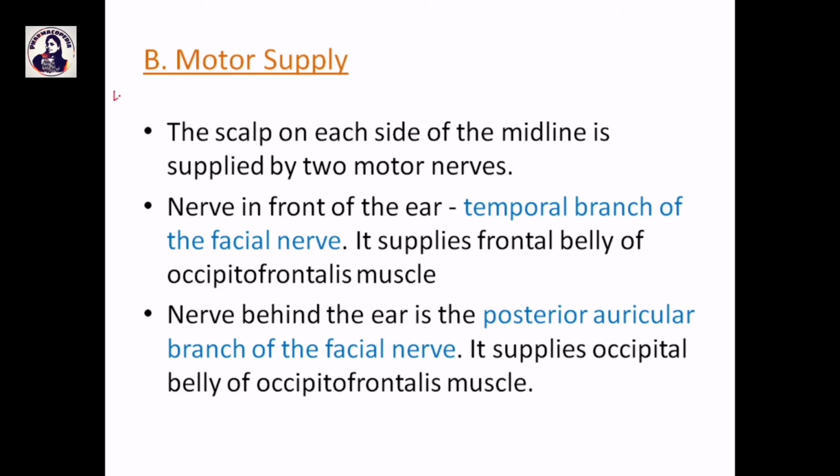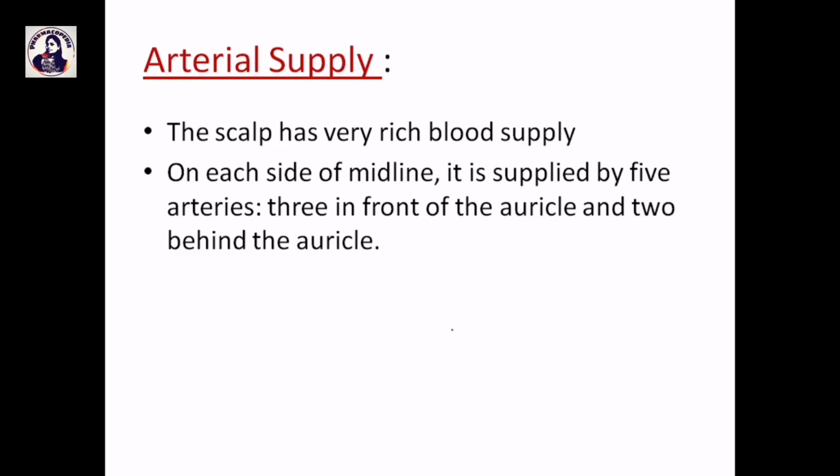Now talking about the motor supply. So motor supply में आते हैं आपके दो nerves, one in front of the ear, that is the temporal branch of the facial nerve, which supplies the frontal belly. जो आपकी occipitofrontalis muscle की frontal belly को supply करती है, वो है temporal branch of the facial nerve, and जो behind the ear supply करती है, this is the posterior auricular branch of the facial nerve, supplying the occipital belly of the occipitofrontalis muscle.